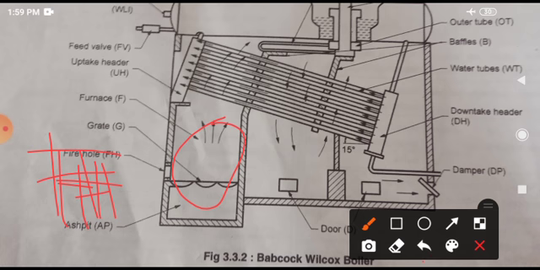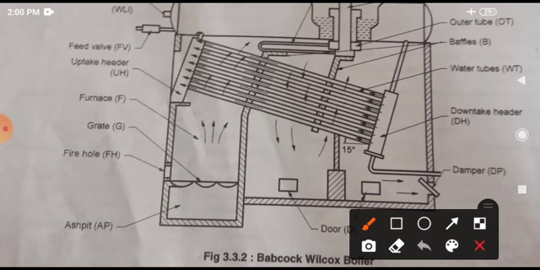Then the next one is the fire hole, from which air for burning the fuel is blown. Then the grate furnace. Okay, this whole space is the furnace. Then the uptake header. Here is water. You can see the water intake.